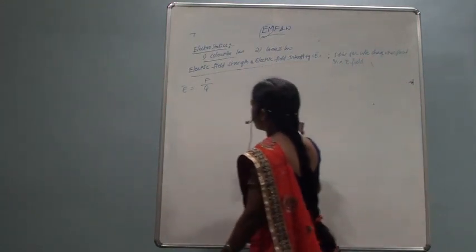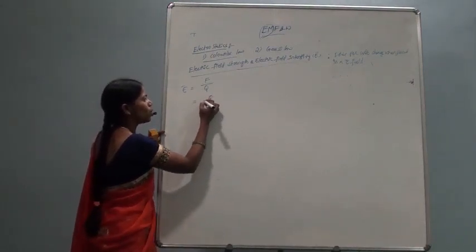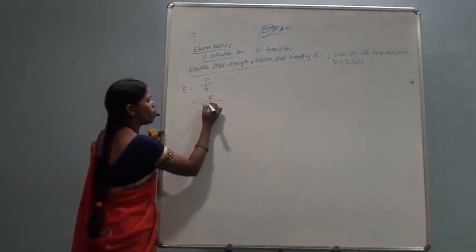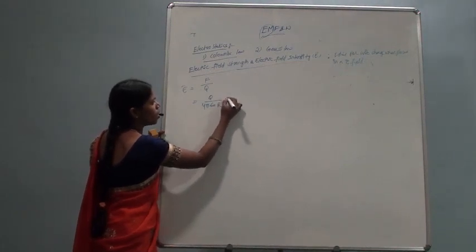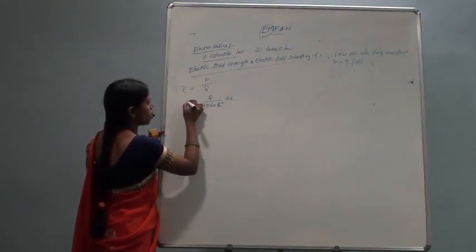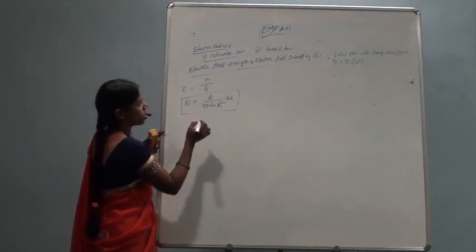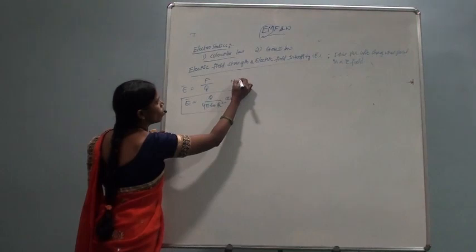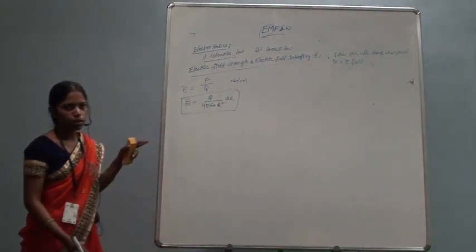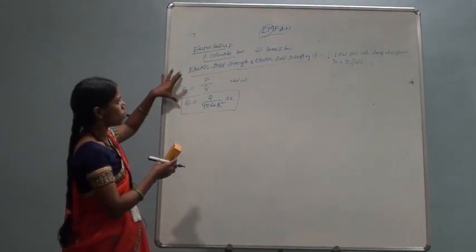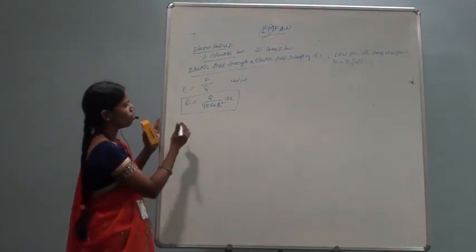It is given by E is equal to F by Q, and the formula is Q by 4 pi epsilon naught R square into a R. It is the electric field strength, and the units are newtons per coulomb. Now this is about the electric field strength. Now let us define another field vector.